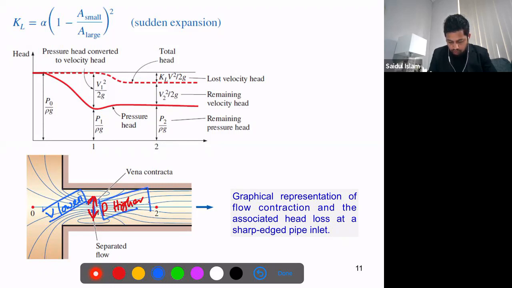So we know from the theorem that in this section, because this is kind of no flow, this is kind of no flow, we'll have the high pressure here and the low velocity here, isn't it? So do you agree with me, guys, that in this section we'll have the high pressure and the low velocity? Yeah.